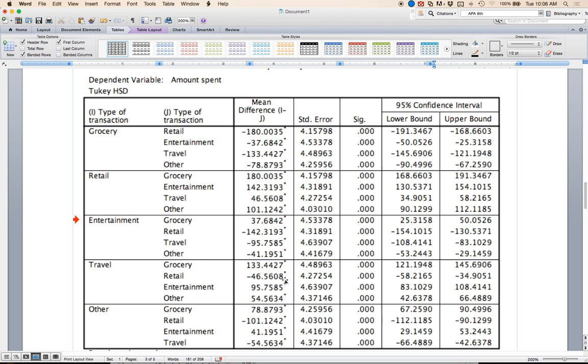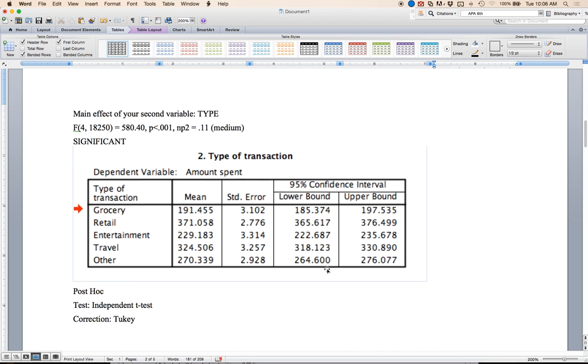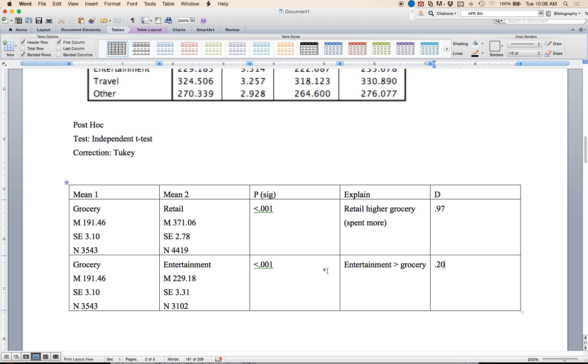Okay. I'm not going to do that. I wanted to show you how it works in case your interaction doesn't come out significant. You know what to do. But because my interaction is significant, I don't want to do that. So I'm just going to ignore it and look at the interaction. Okay. If your interaction wasn't significant, this is what you would do.